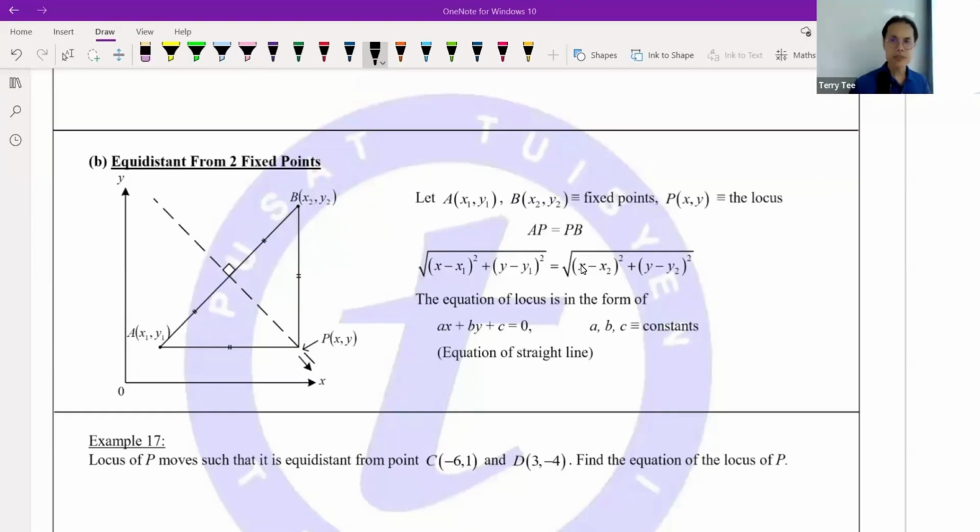Yep. So if it's equidistant from two fixed points, let's say this is point A and this is point B, it's like a perpendicular bisector. The locus is a moving point P. It moves such that the distance A to P is constantly the same as P to B. So we just use the formula for distance and equate both sides. Notice when you square both sides and simplify, you can cancel out the x squared and y squared. You will always get your answer in the form of the equation of a straight line.